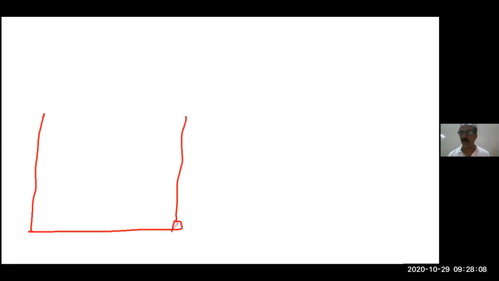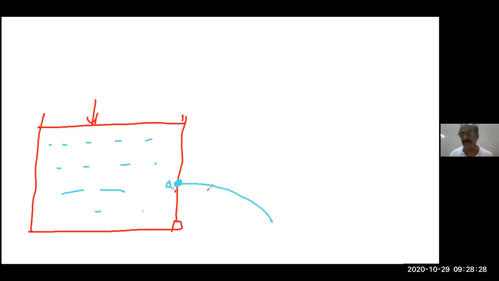Next heading, velocity of efflux. That means suppose this is a very big, very large container. You can see a dam, very big dams, reservoirs. There is water level up to here. Here there is a small hole at a small height. From here, water splashes out. Through this small area opening, water will splash out. The velocity of the water that comes out of this small orifice is known as velocity of efflux. Here I'm marking it V2.